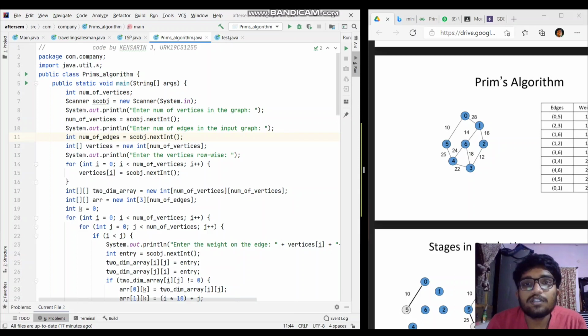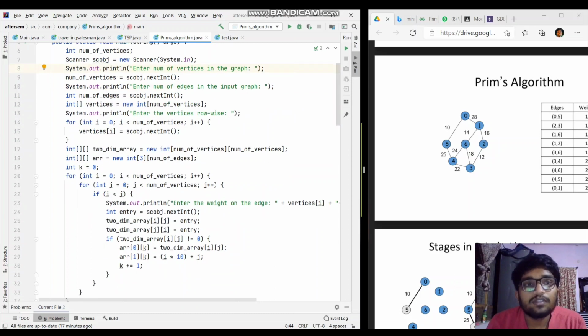Using Prim's algorithm, we usually build a minimum spanning tree that contains all the vertices which are initially present in the graph. So we are taking the input as the number of vertices. The first statement in the main function uses the scanner class to get the input from the user, the number of vertices and the number of edges. Here the edges are 1, 2, 3, 4, 5, 6, 7, 8 and 9. So there are 9 edges for this particular graph.